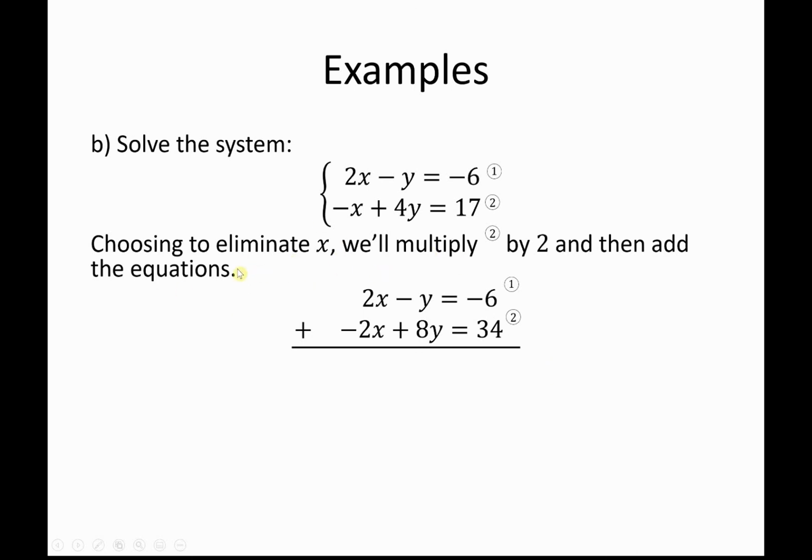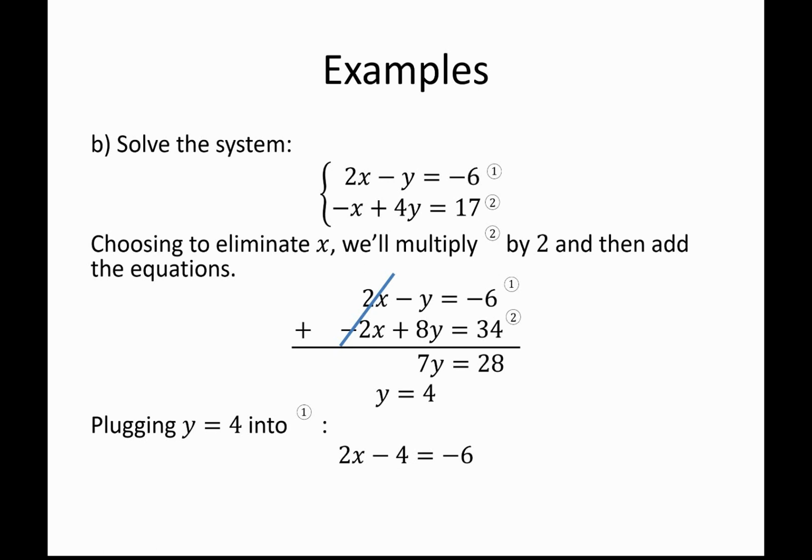Okay? So let's add. Those two terms cancel away, and we're left with 7y equals 28. Divide both sides by 7, and we get y equals 4. Cute. Okay, so put that in your back pocket and plug it into equation 1 or 2. Doesn't matter. I chose to plug it into equation 1, though. Then we will add 4 to both sides. Divide both sides by 2, and we'll get x equals negative 1. So then the ordered pair solution will become (-1, 4).